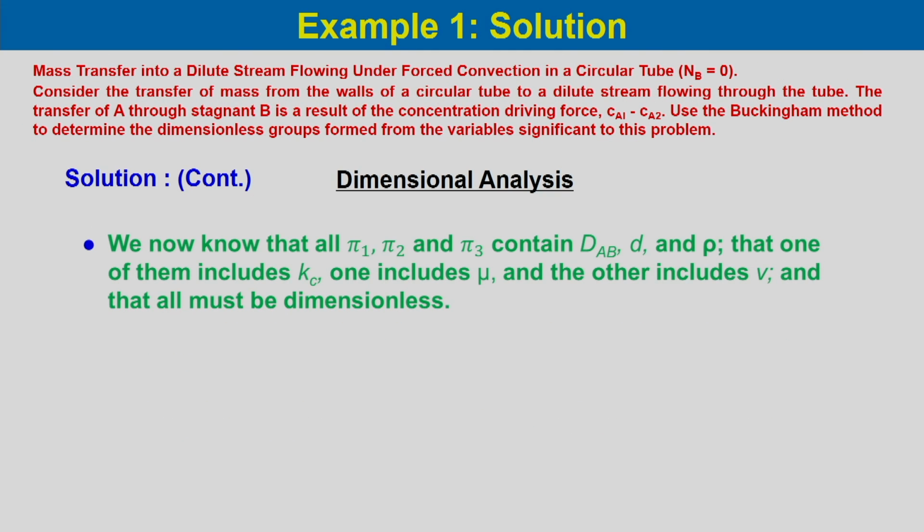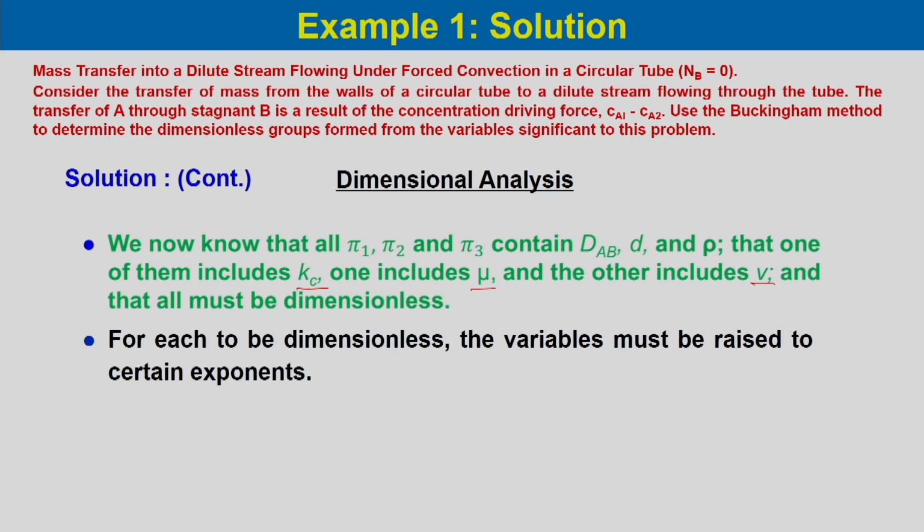Now, we know that all pi 1, pi 2 and pi 3 contain DAB, D and rho, and that one of them includes Kc, one includes mu and the other includes V, which we have excluded from the core group, and then all must be dimensionless. So, for each dimensionless group the variables must be raised to certain exponents. Let us write the different terms.